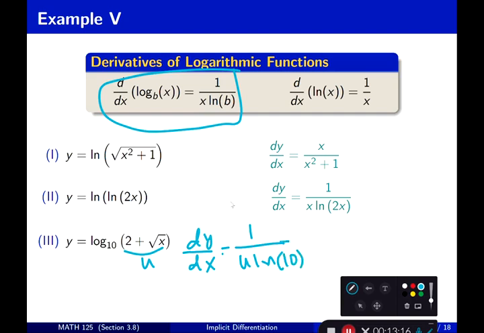Okay, and then derivative of inside is derivative of 2 is 0, derivative of square root of x is 1 over 2 square root of x. Okay, and let's replace u by its value. So 1 times 2 plus square root of x times natural log of 10 times 2 times square root of x.